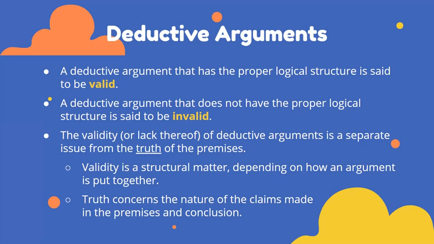So the validity or lack thereof of deductive arguments is a separate issue from the truth of the premises. We really want to emphasize that. Validity is a structural matter depending on how an argument is put together, whereas truth concerns the nature of the claims made in the premises and conclusion. So what does this mean? Well, it means that an argument can have the right structure, but obviously the claims, the premises and conclusion, could be false. So validity has just to do with the structure or form. If we're talking about whether or not they're true, that's a separate conversation.